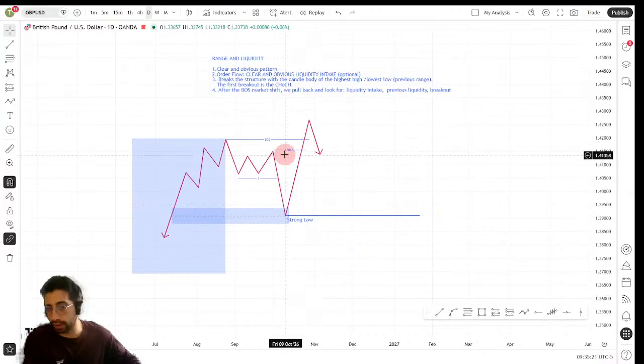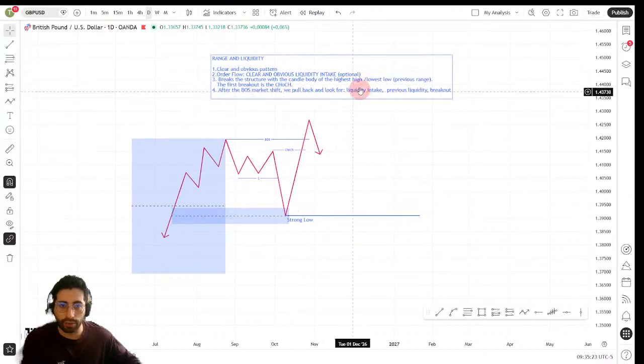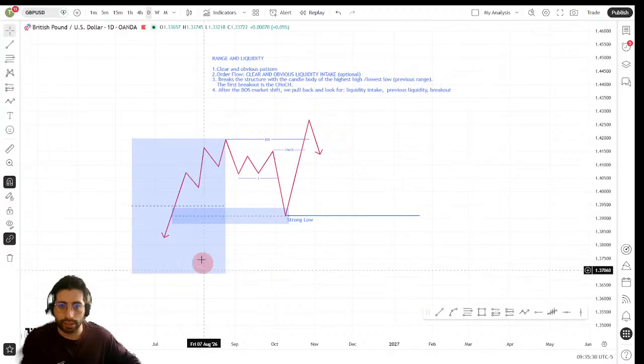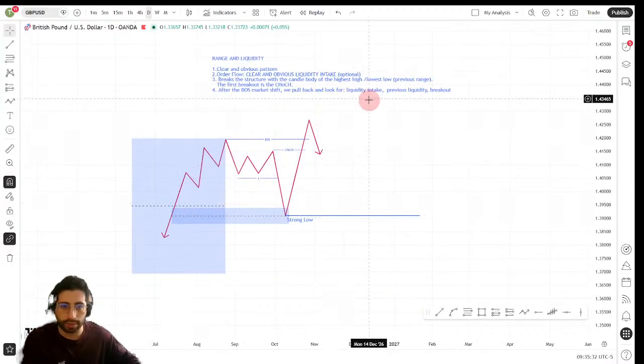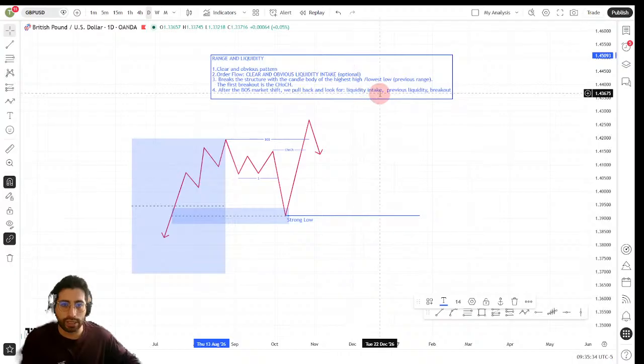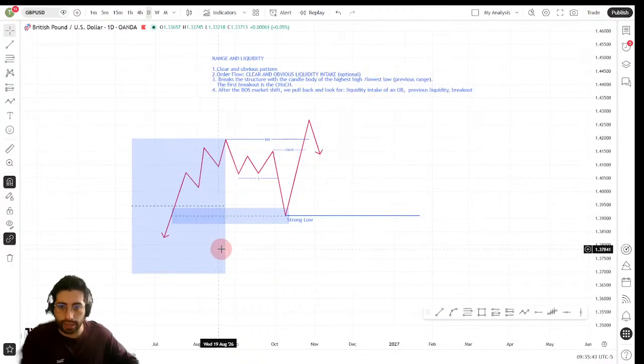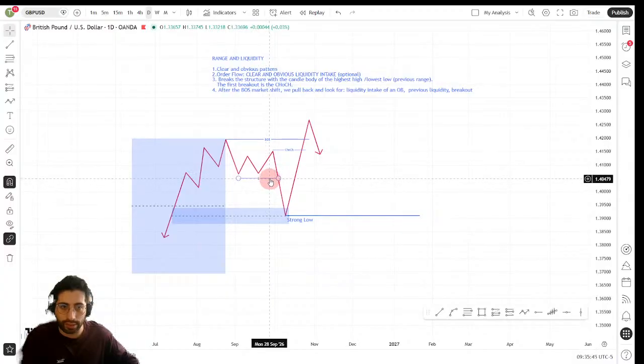We pull back. So we go and we look back, and then we look for two things: liquidity intake, which is this one, right? Previous liquidity intake of the order block. Let me write it here: liquidity intake of an order block, right? Then previous liquidity, of course, this is the previous liquidity, and then a breakout, right? And with this fourth step, this analysis, we can actually find our strong low.